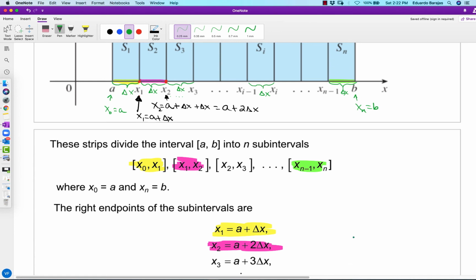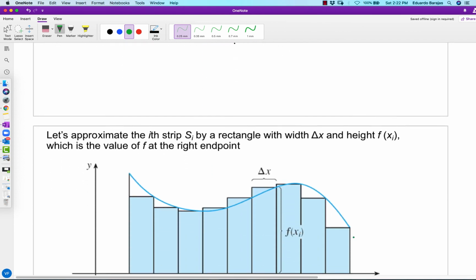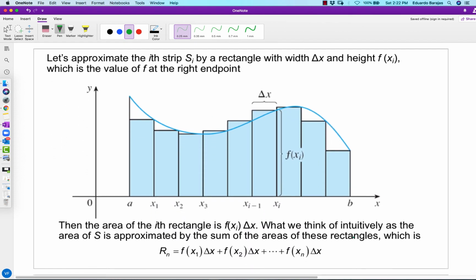Okay, so following that pattern helps us establish the following. Let's approximate the ith strip, S sub i. That refers to this one right over here. The ith strip is this one, approximated by a rectangle with width delta x. So all the rectangles have a width of delta x. So that's what this is.